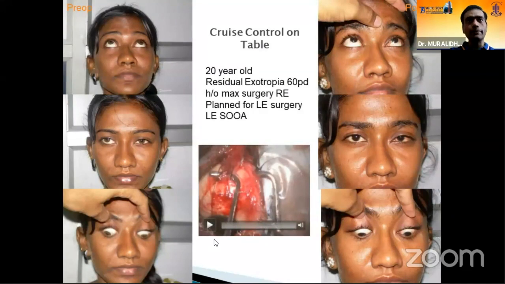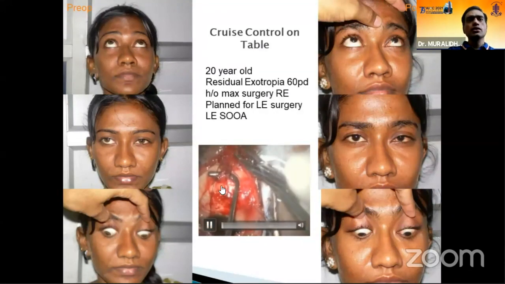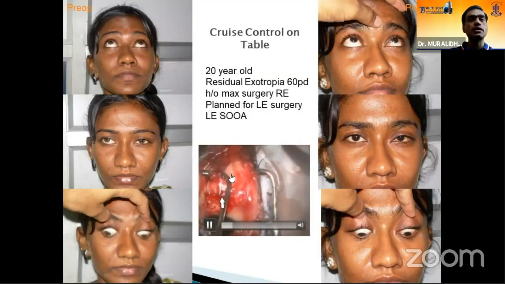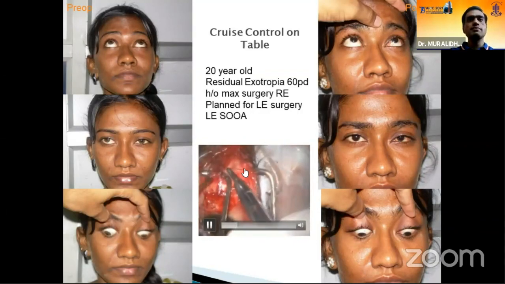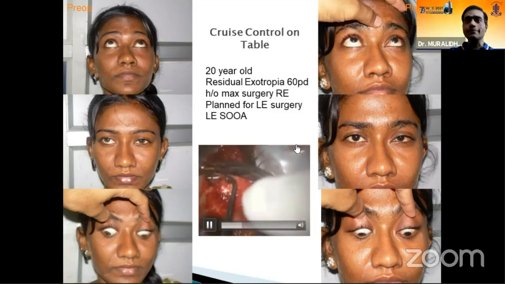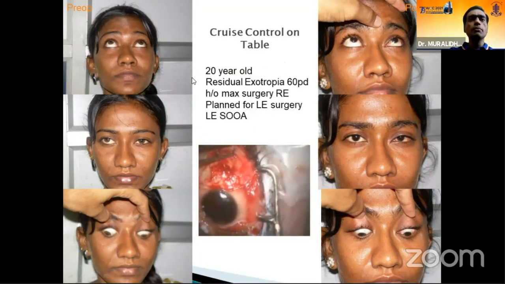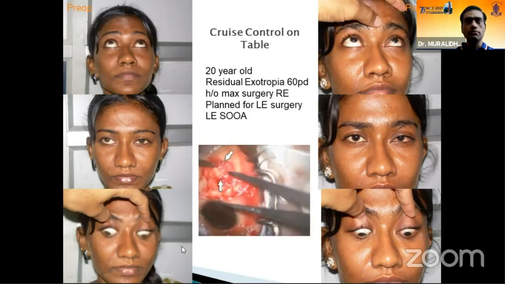I don't know why this happened, but if you see here, the medial rectus on the left side, instead of being resected, I'm sure the surgeon planned resection, but for some reason it has been recessed, or it has slipped. We don't know. Rather than blaming the surgeon, we were ready for this kind of eventuality because preoperatively we saw the conjunctival scar on table.